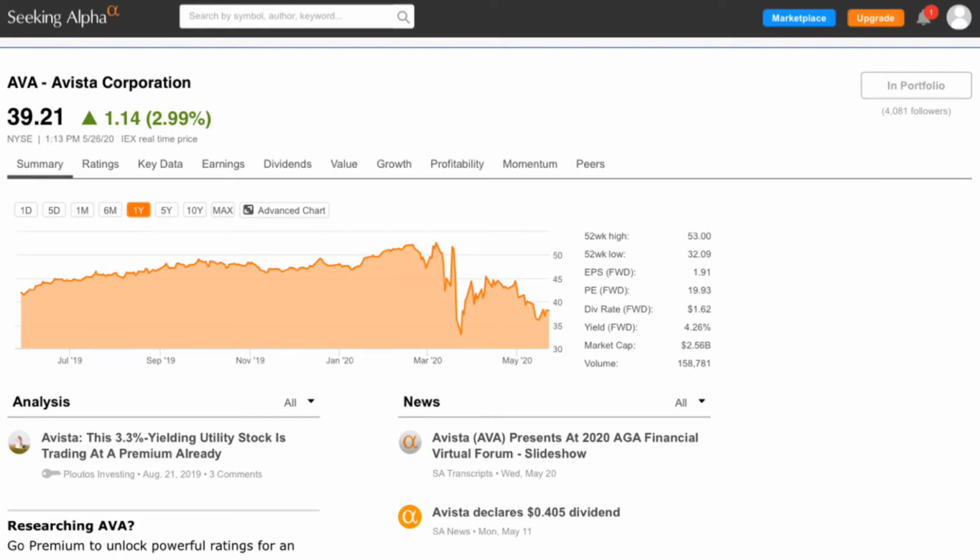They also provide power, electricity, around Idaho and Oregon, again a similar region. But again, they're a utilities company. Their PE ratio, you can see here, is 19.93. So that's not too bad. They're kind of within the same area range-ish of a PE ratio.